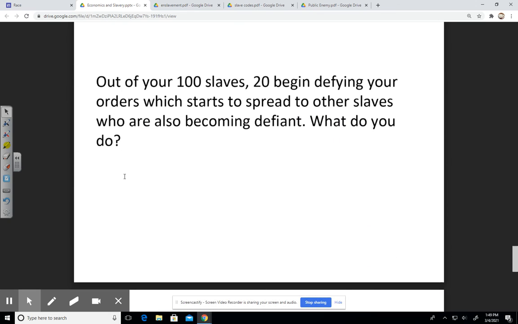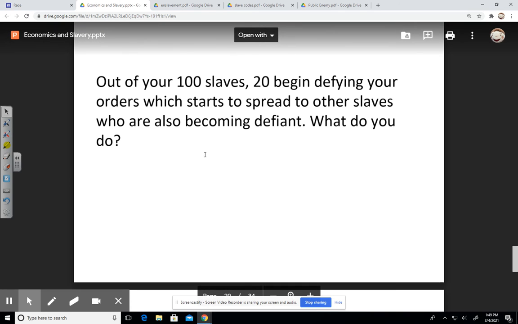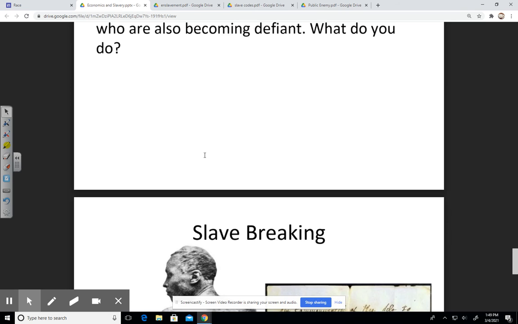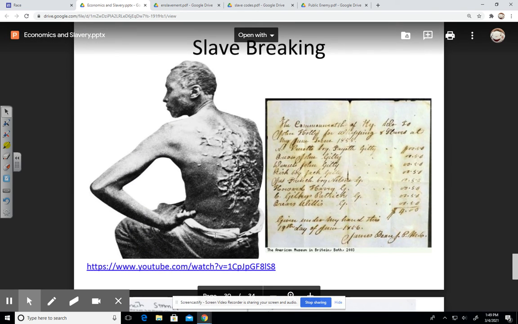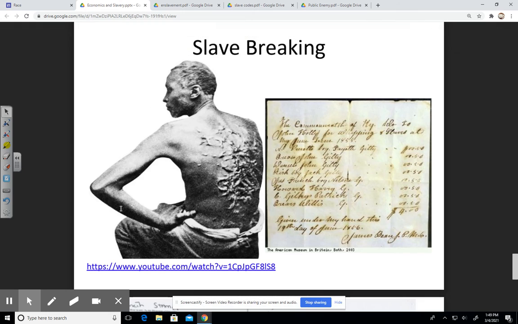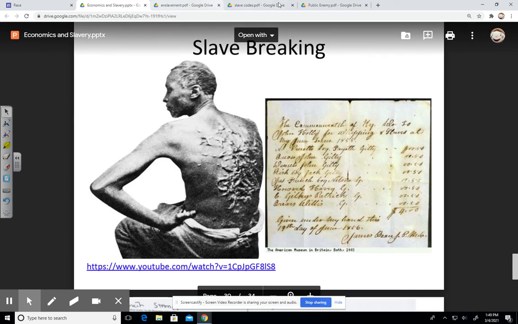Out of your 100 slaves, 20 begin defying your orders, which starts to spread to other slaves. So now we're getting into this issue of slave breaking. What you're looking at here is a receipt from a slave breaking service. So if you were somebody who owned slaves but did not have the humanity inside of you to, or you did have the humanity and you did not want to beat your slave, you could hire somebody to break your slave.